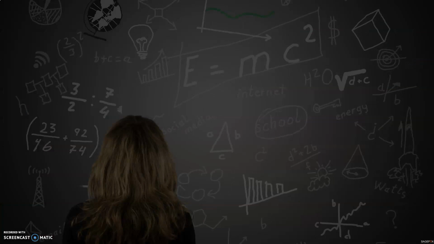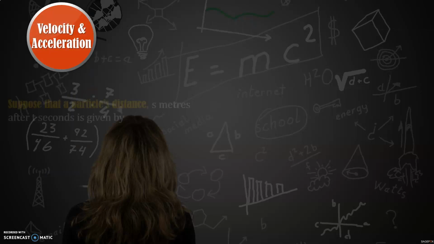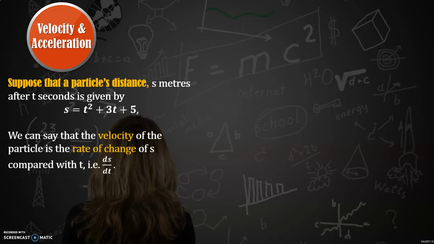Alright, our next application is going to be in velocity and acceleration. Here's an example. Suppose that a particle's distance s meters after t seconds is given by s equals t squared plus 3t plus 5. We can say that the velocity of the particle is the rate of change of s compared with t, that is ds/dt.